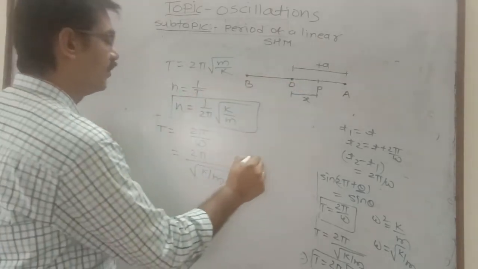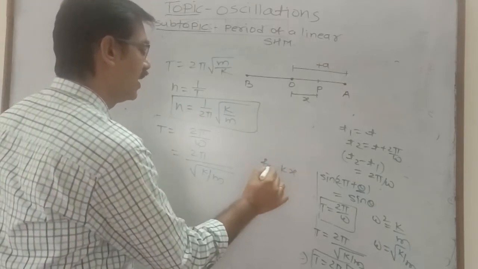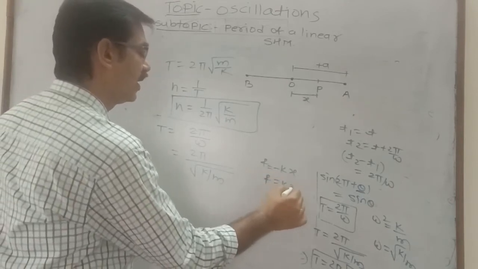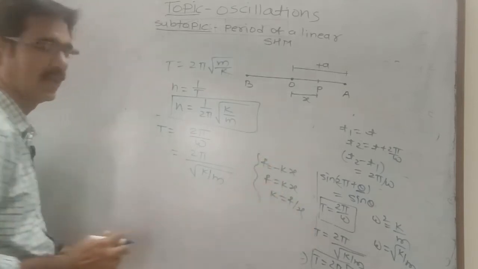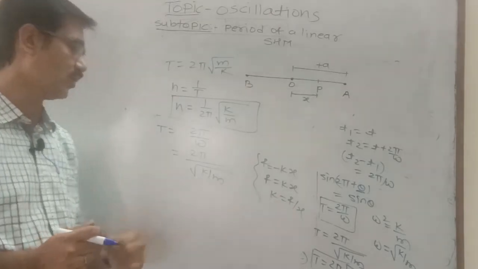K is the force constant, F is equal to kx. We know that F is equal to minus kx, and therefore in magnitude we can write F is equal to kx, and therefore k is equal to F by x. This is the restoring force per unit displacement. It is called the force constant.